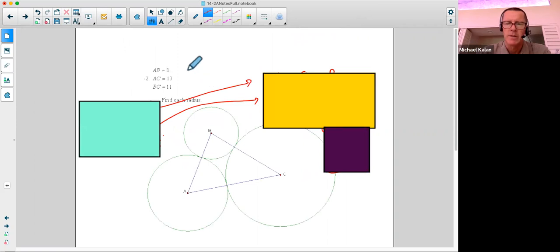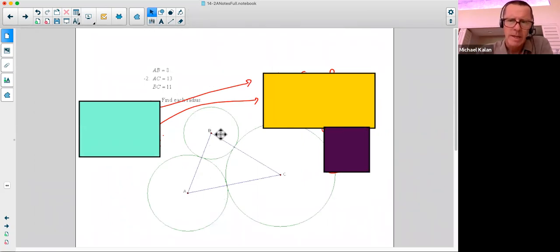So let's go to the next page. All right, so here you have AB is 8, AC is 13, and BC is 11. Find each radius. And I'm going to give you a hint. The hint is think about setting up a system. Okay, all right, so I'm going to start uncovering now.